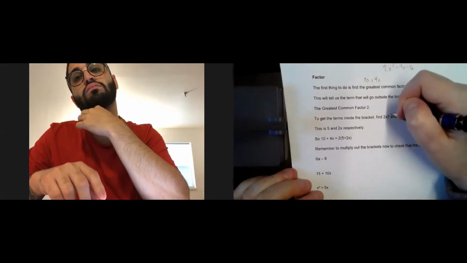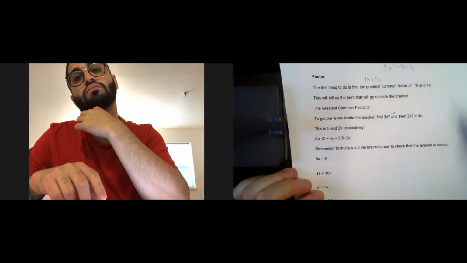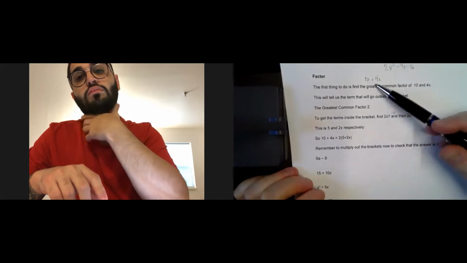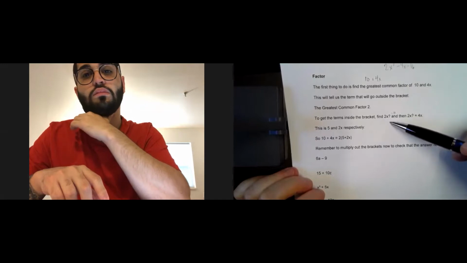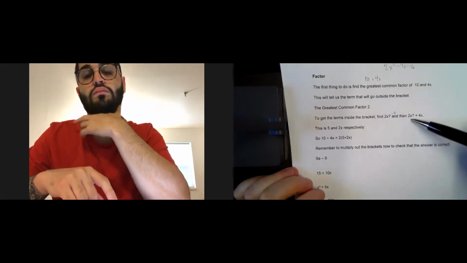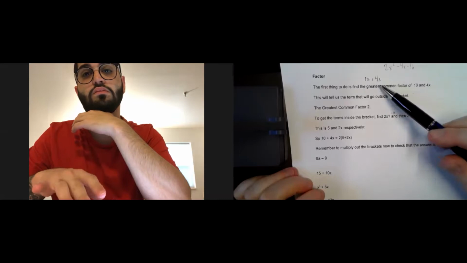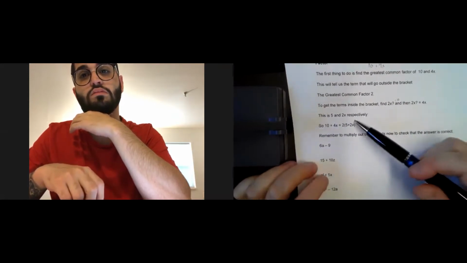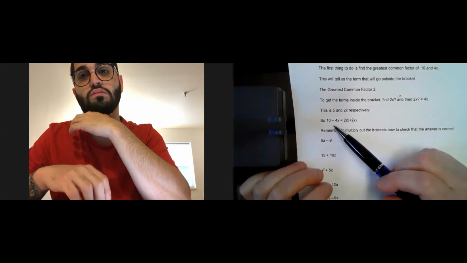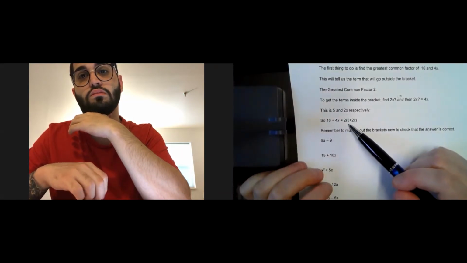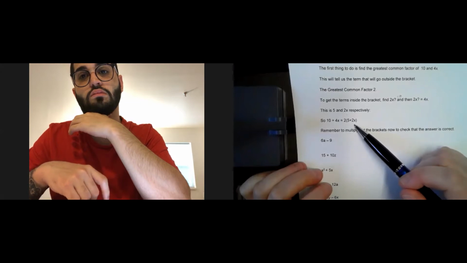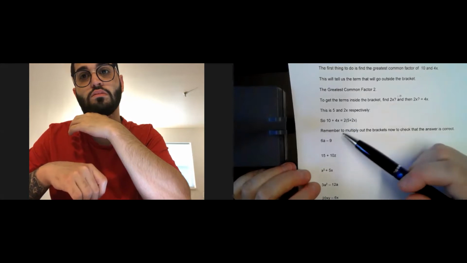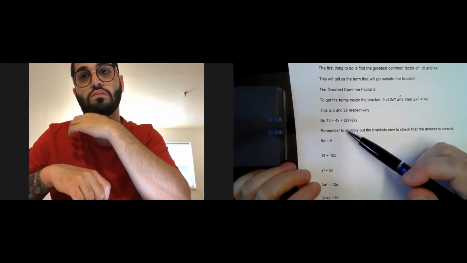I need to redo this. And it ends up being 5 and 2x, because 2 times 5 equals 10, 2 times 2x equals 4x. So 5 and 2x. And that's how it looks. 10 plus 4x equals 2 times 5 plus 2x. So this is just 2 numbers that we're factoring.